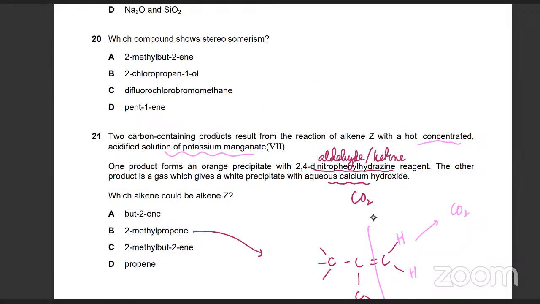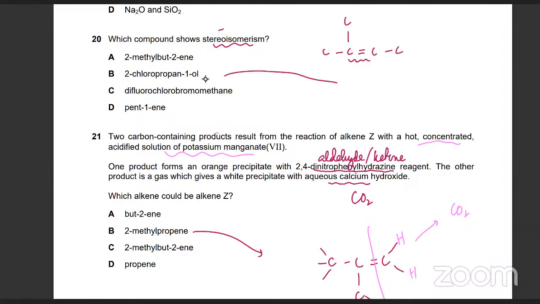Now the next one is, which compound shows stereoisomerism? So stereo means either cis-trans or optical. So 2-methylbut-2-ene means the double bond is on the second carbon, and 2-methyl is this one. It's not going to form cis-trans because for cis-trans, you need a double bond and you need both sides to be different. So that is not going to happen over here. So it's not going to form cis-trans.